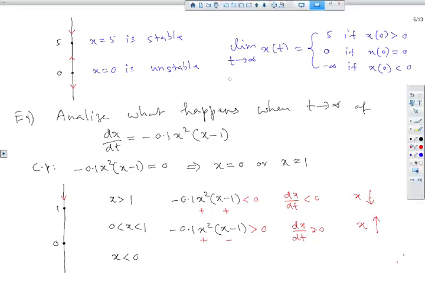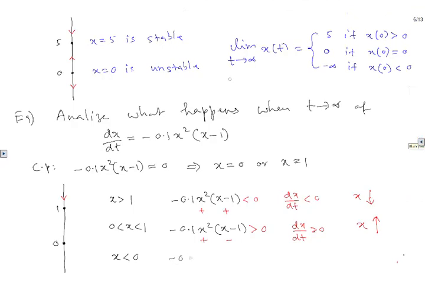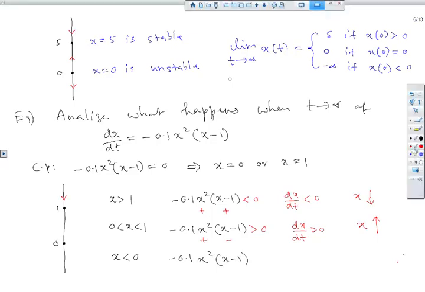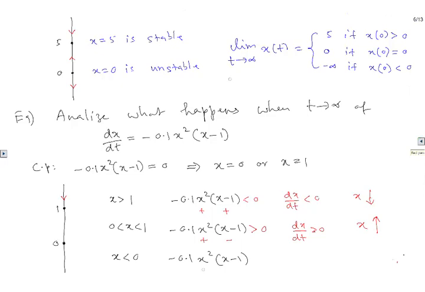The last case is again negative 0.1 x squared times (x minus 1). Let's check the sign. If we start with a negative value, this is still positive. It's a negative value, so negative minus negative is still negative, so this is negative. So negative negative is going to be positive. That means dx over dt is positive, so x increases. So here it increases, and this is also increasing. Now you can see what's going to happen depending on the arrows.